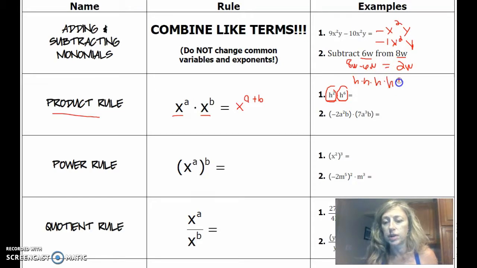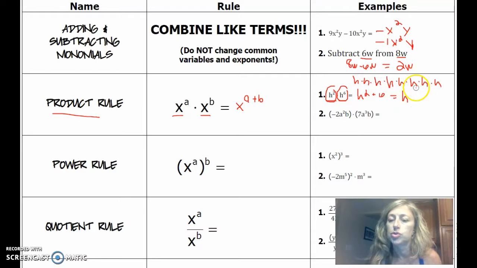Okay, I have 2, 3, 4, 5, 6. Check to make sure I have them enough. 1, 2, 3, 4, 5, 6, 7, 8. Oh, how many do I have? I have 8 h's. So instead of writing this out every single time, wouldn't it be just easier to add the exponents? So h to the 2nd plus the 6th gives me h to the 8. Make sure you have that down.